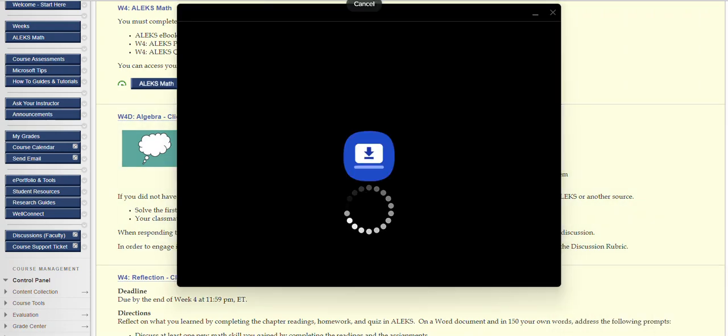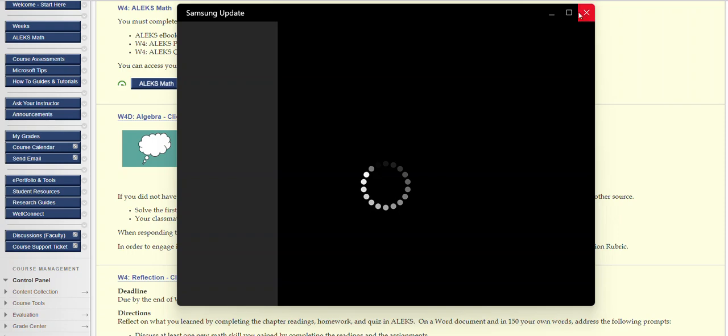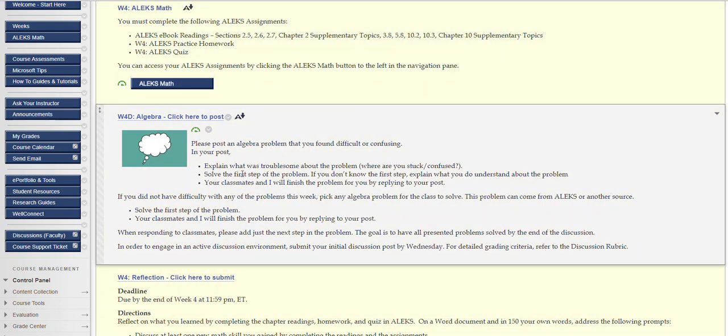So explain. Sorry, my computer wants to do an update. And there we go. Explain what the trouble was, what you found difficult in the algebra problem. Solve the first step of the problem. If you don't know the first step, explain what you do not understand about the problem. And then your classmates or myself will finish the problem and reply to your post.